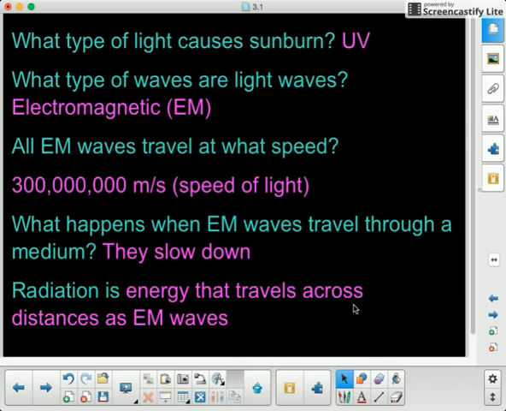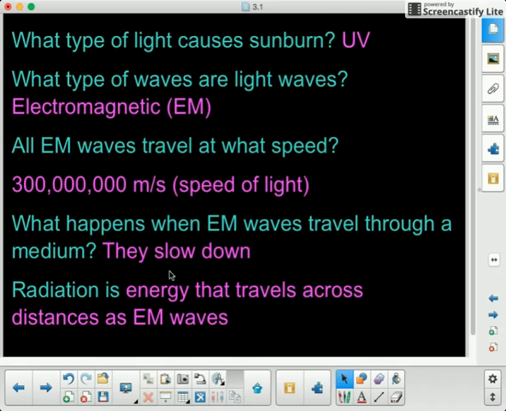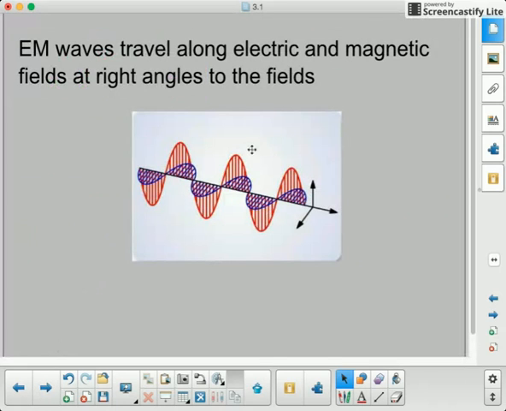And then radiation, one of our vocab words from this lesson, is defined as energy that travels across distances as electromagnetic waves. Electromagnetic waves travel along electric and magnetic fields at right angles to the fields, and that's how they get their name. This is a picture of what those EM waves look like traveling through those fields. And electric and magnetic fields are all around us all the time. We don't notice them, but that's what those electromagnetic waves are passing through.